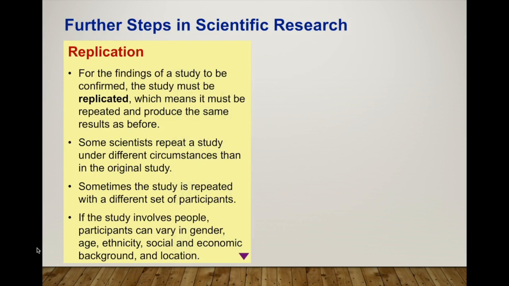There are further steps in scientific research. The first is replication. For the findings of a study to be confirmed, the study must be replicated, which means it must be repeated and produce the same results as before. Some scientists repeat a study under different circumstances than in the original study. Sometimes the study is repeated with a different set of participants. If the study involves people, participants can vary in gender, age, ethnicity, social and economic background, and location.